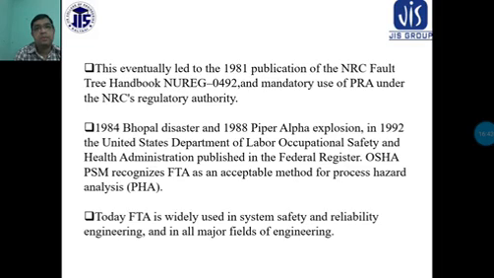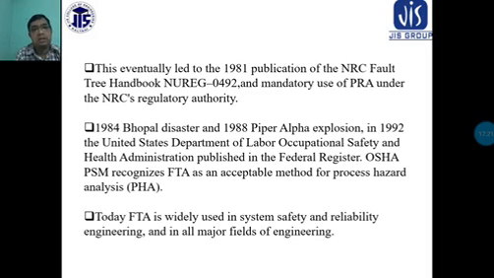Basically, the quality risk comes from safety precautions, which are important for fault tree analysis. For this type of disaster and explosions in our country, the United States Department of Labor, Occupational Safety and Health Administration (OSHA) published in the Federal Register, along with PSM, that FTA is recognized as an acceptable method for process hazard analysis. That means PHA, process hazard analysis.